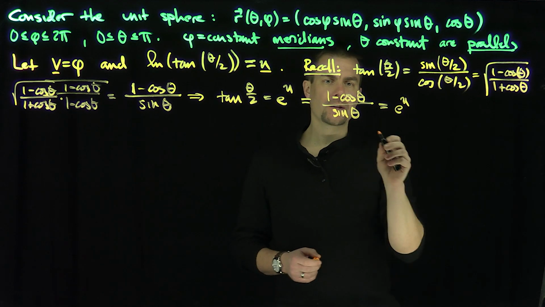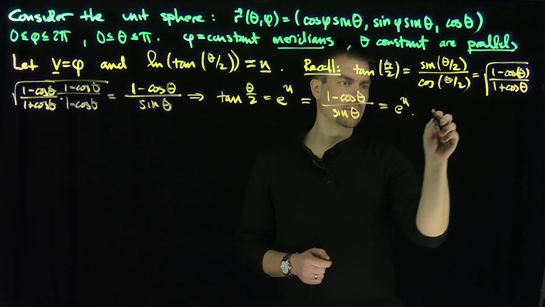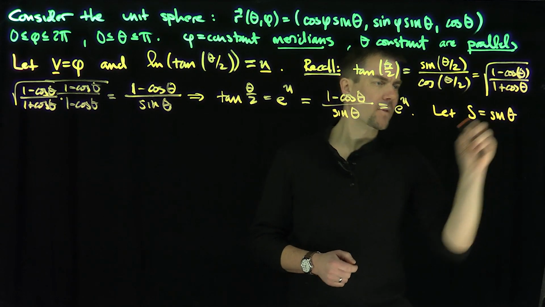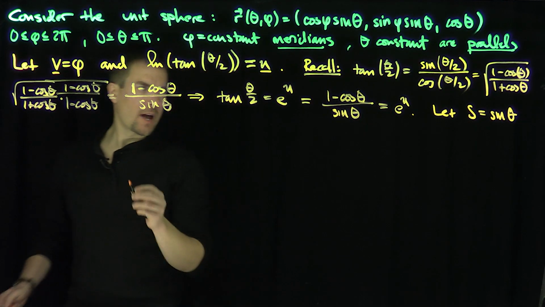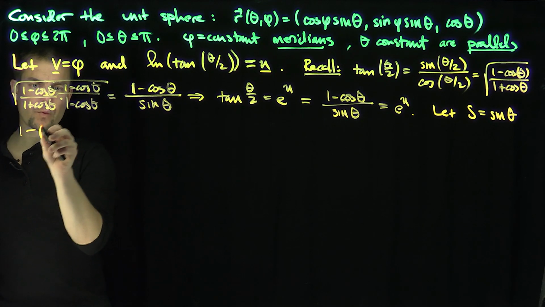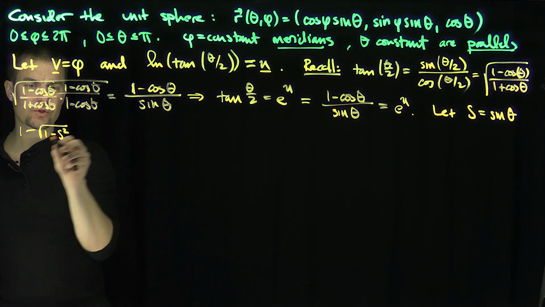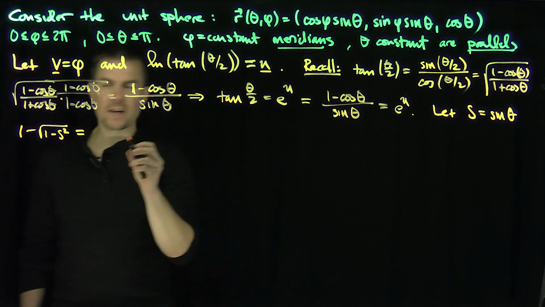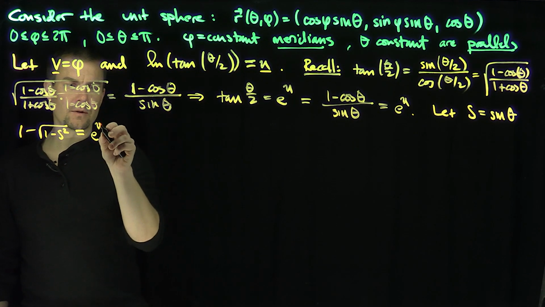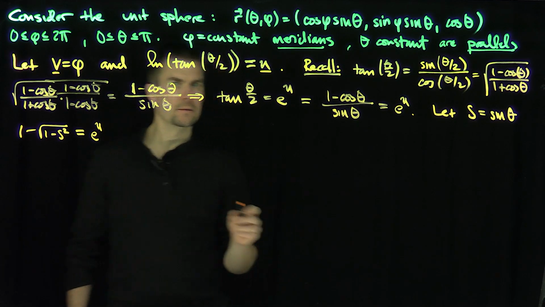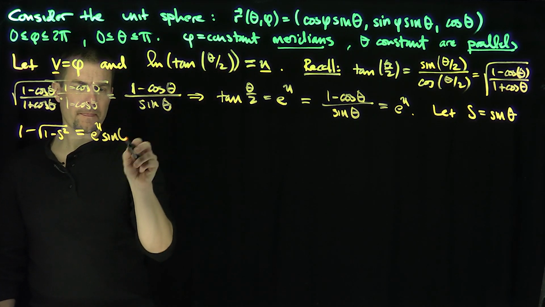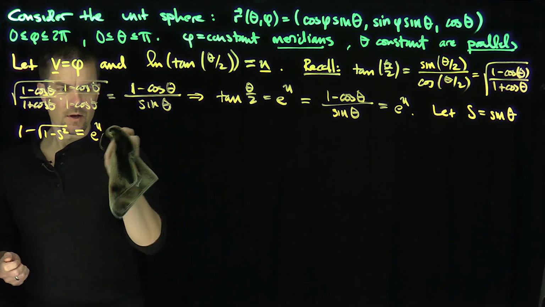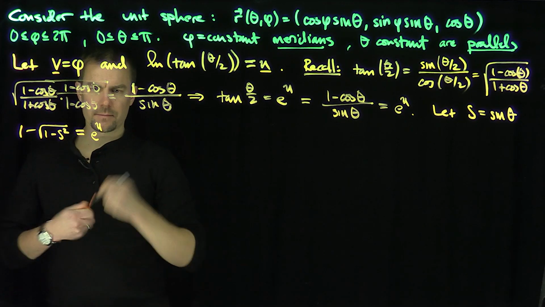And so now I'm going to write cosine in terms of sine. So let's let capital S be just the sine of theta. If we do this, then the numerator becomes 1 minus the square root of 1 minus s squared, and that is going to be equal to e to the u times sine theta, which is just s. Now I want to solve this equation for s.